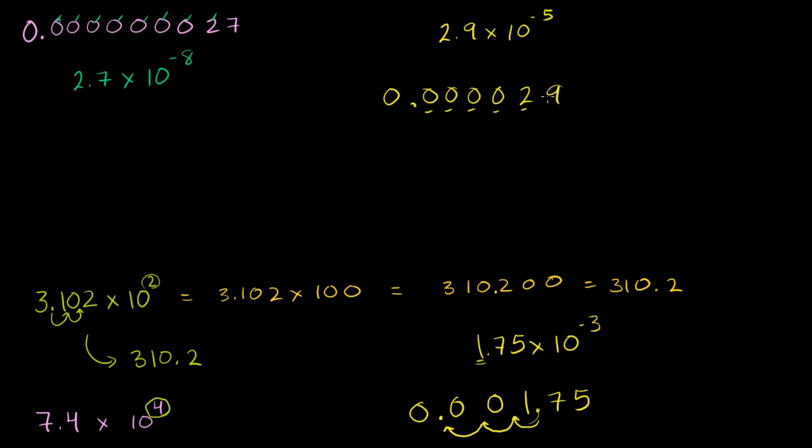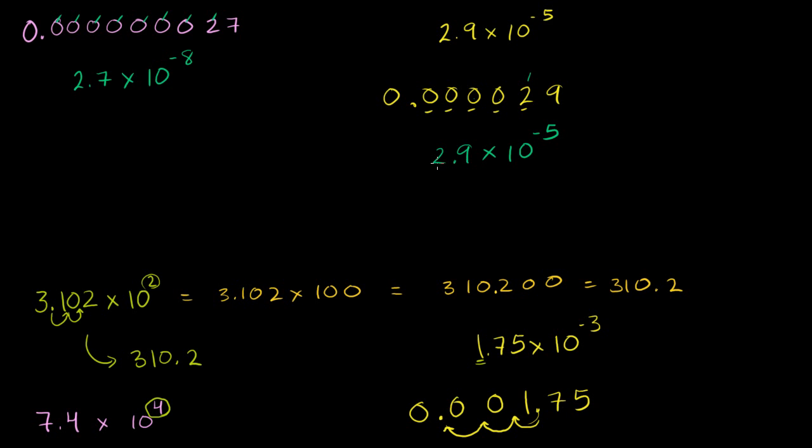And just to verify, do the other technique. How do I write this in scientific notation? I count all of the leading zeros behind the decimal, including the leading non-zero numeral. So I have 1, 2, 3, 4, 5 digits. So it's 10 to the negative 5. And so it'll be 2.9 times 10 to the negative 5.